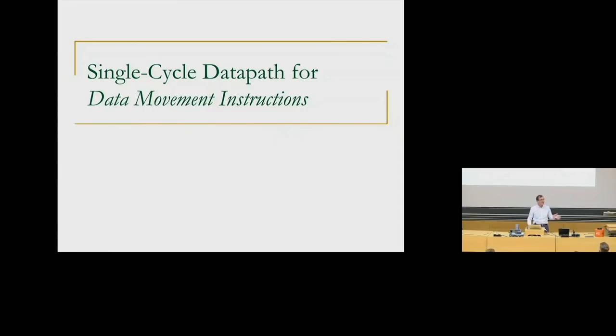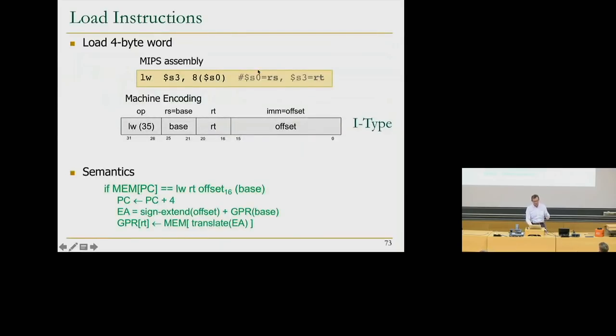Let's take a look at extending this data path with data movement instructions. So we're going to add loads now. This is load word in MIPS. Its specification is like this. You basically increment the PC. You calculate the effective address by sign extending this offset and adding it to the value of the base register specified by this. And then you access memory with this effective address.